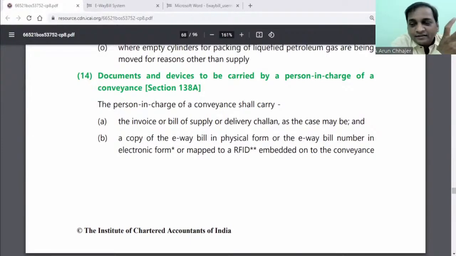Coral, to the extent of my knowledge, is basically a precious material. It is a stone. Sir, if it is required for exempted goods in interstate sale, see, only exempted goods. If it is de-oiled cake, then only an e-way bill is required. For the rest, all other exempted goods, no e-way bill is required.